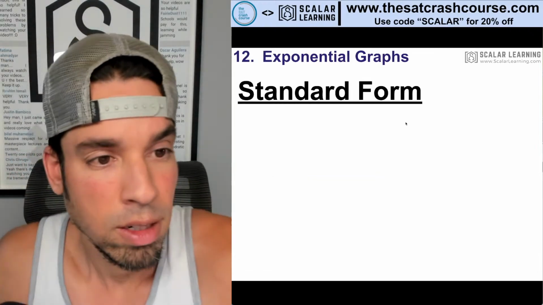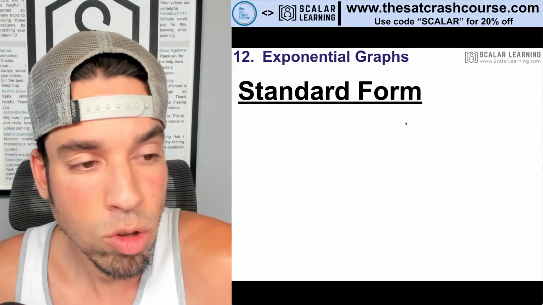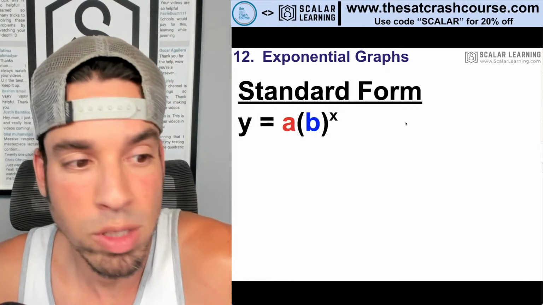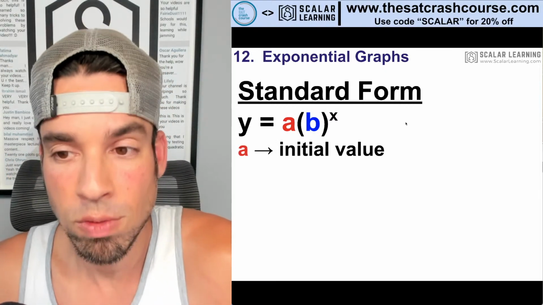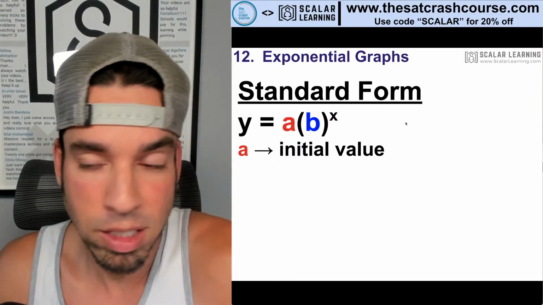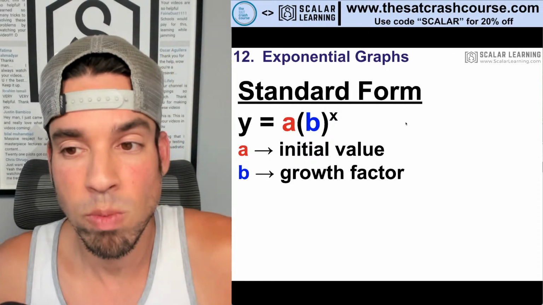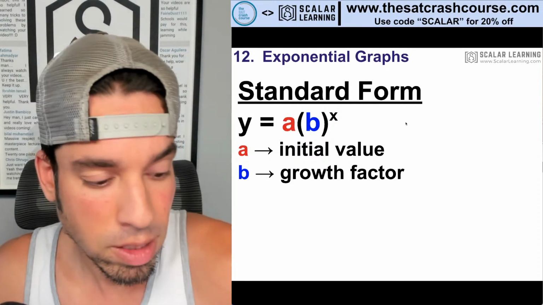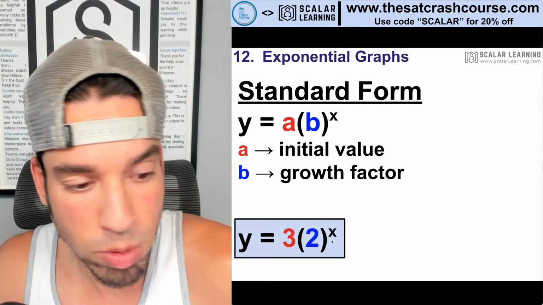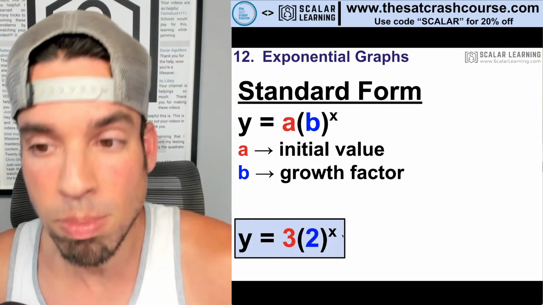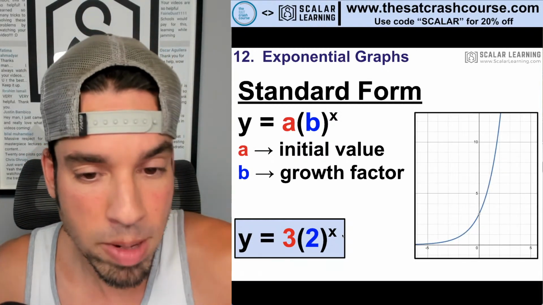All right, now what about exponential graphs, okay? Talking about our standard form, we have y equals a times b to the x. So what is our a value? A is our initial value, okay? It's also our y-intercept. When x equals 0, you're going to be left with a. B is the growth factor, what I mentioned before, right? The 1 plus r. So that dictates how much it's changing from one to the next. So in this case, 3 times 2 to the x, this is something that's doubling every time x increases by 1. And we can see our nice typical format here.